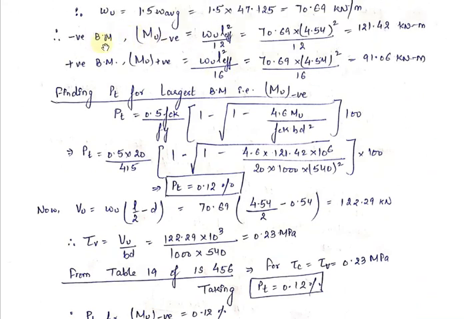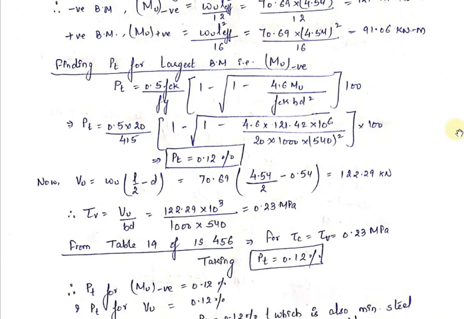So therefore, maximum negative bending moment will be W L effective square by 12. Put the value of L effective we already calculated during the design of the heel slab, which was 4.54. After putting the values, I will get the value of Mu negative and Mu positive. Now we will provide the reinforcement for Mu negative. So just find out PT from this formula, put the values. We will get PT equal to 0.12 percent.